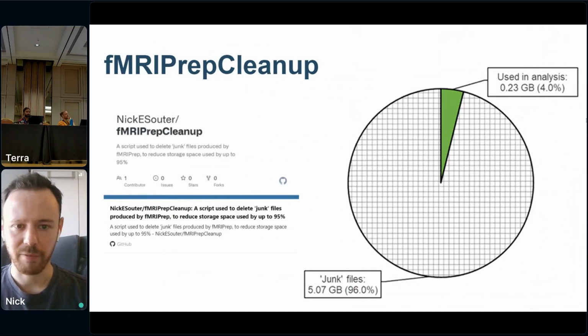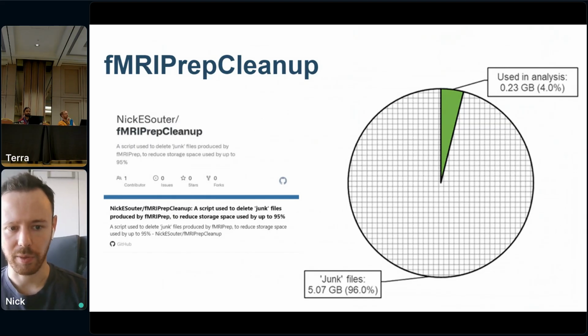I'll talk today a bit about fMRIPrep. Many of you will know this. It's an fMRI pre-processing tool which combines tools from various different sources. We found that for us, fMRIPrep generated for a single subject just over 5 gigabytes of data, just for a 16-minute run. But only 4% of those files had any use to us in subsequent analysis, and the rest we could basically safely delete.